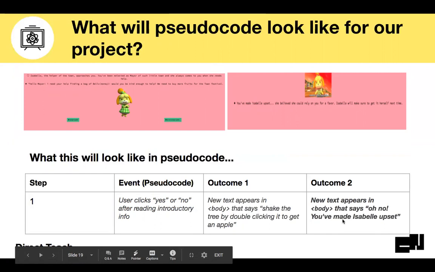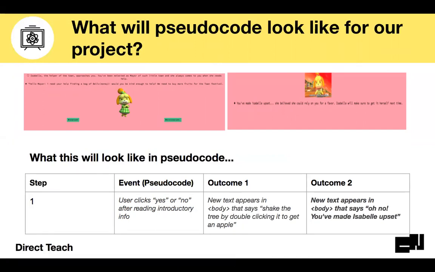So when you're planning out your pseudocode, just plan out each step of what's going to happen in the story, write it in plain English, and then later you're going to translate that into actual code. But this planning step is going to make that translation much easier.